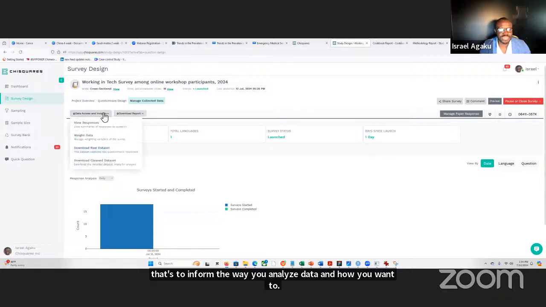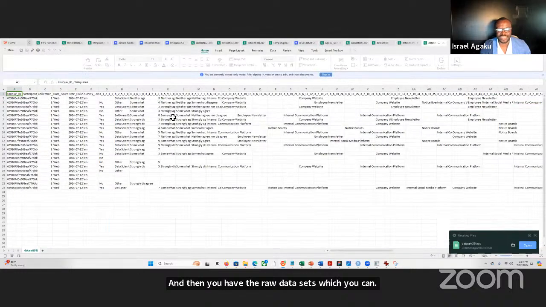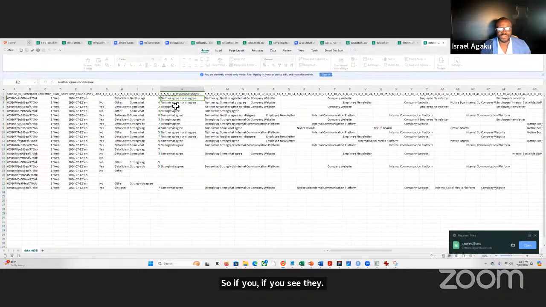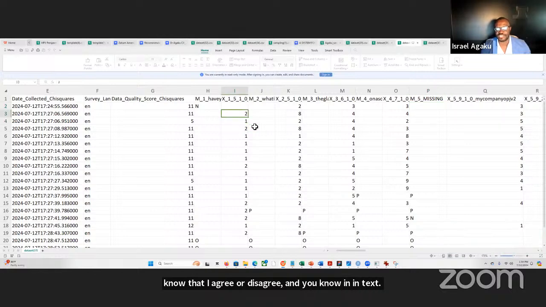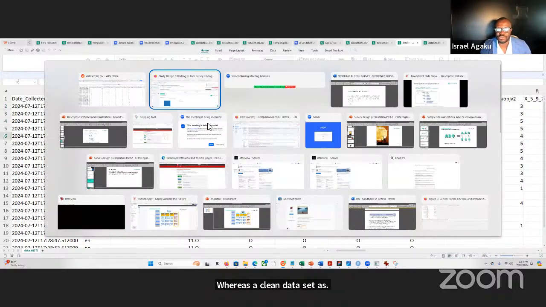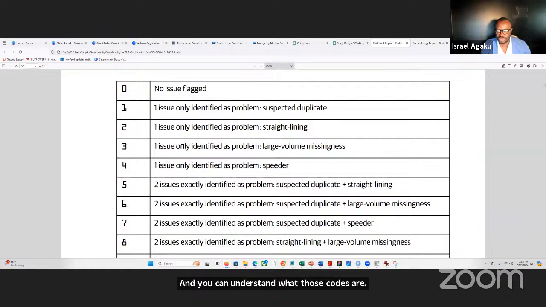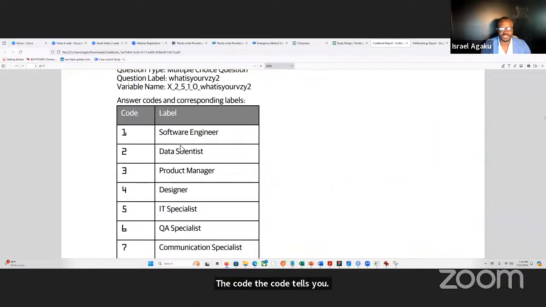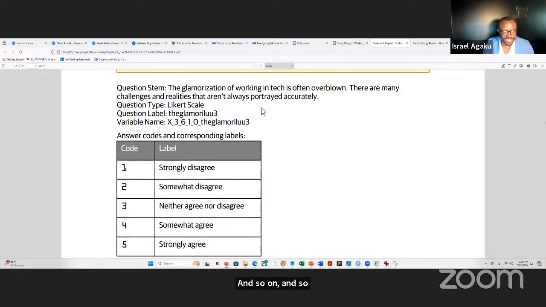And then you have the raw data set, which you can download. The raw data set is a bit different from the clean data set. If you see, the values here are, for example, neither agree or disagree, in text, whereas the clean data set has those as codes. And you can understand what those codes are by looking at the code book. The code book tells you what each particular response is. So, 1, for example, means software engineer, and 2 means data scientist, and so on and so forth. So that way you can understand what each of those means.